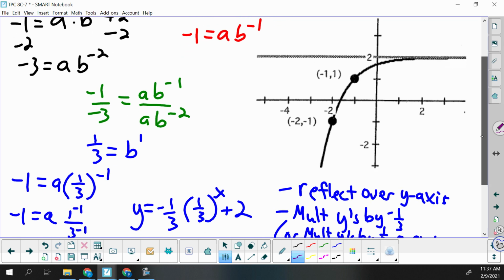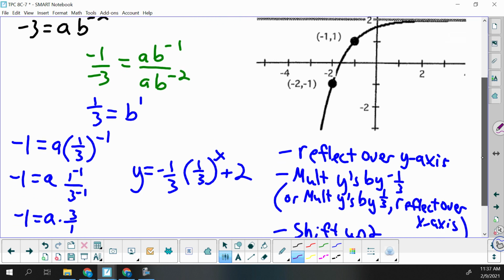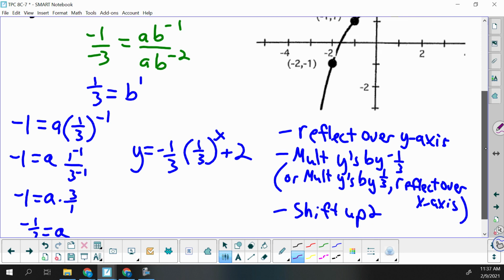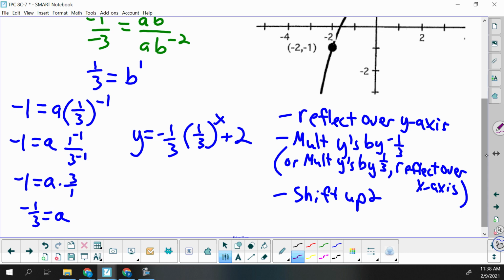We only had options to sub in with negative exponents. So 1/3 to the -1 becomes 1 to the -1 over 3 to the -1. Negative exponents switch where you are in your fraction, so that becomes 3 over 1. And then you can divide the 3 over to give us a is -1/3. So we have negative 1/3 times 1/3 to the x plus 2.